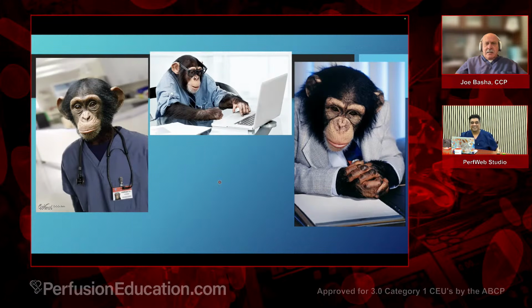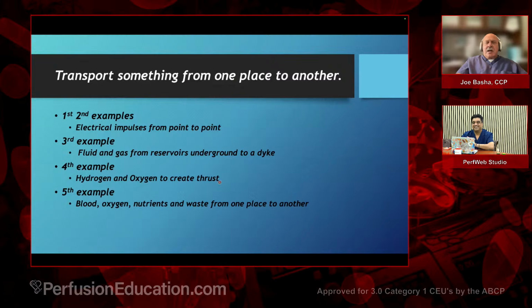Yes, clearly. So the first two pictures are electrical impulses from point to point. One was a computer chip, and the other was the brain, neurons. The third example was fluid and gas from reservoirs underground to a rig. Basically, it was an oil well, a drilling platform. And they do directional drilling, and they can drill very far away, but that's what it is. The fourth example is a rocket engine, hydrogen and oxygen being mixed in all that configuration, all that piping, to create thrust.